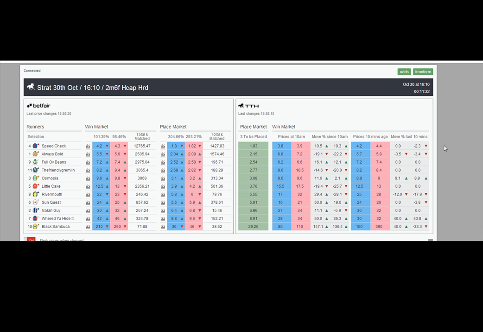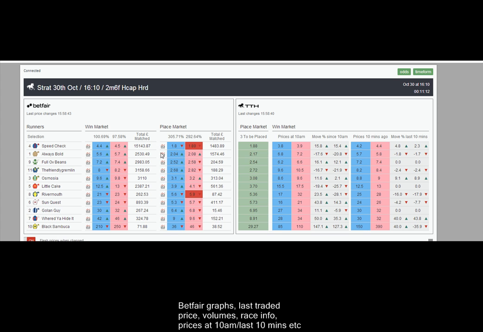As you see, you've got the runners, you've got the win market, you've got the place market. Our price is in the place market in green, just to the right of the middle of the page there. You can see our prices. You can see instantly a fairly big differential there.